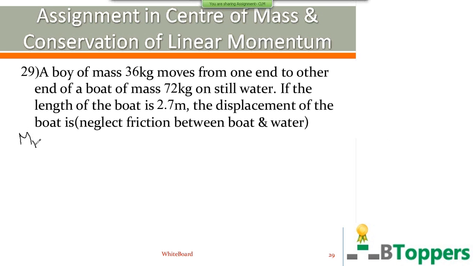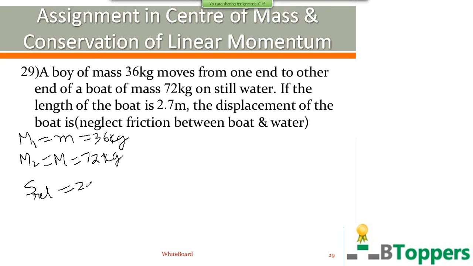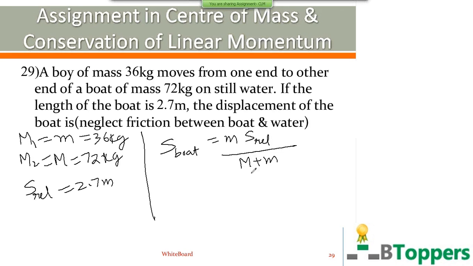The mass M1 of the boy or man we denote by small m, that is 36 kg. The mass M2 of the boat is denoted by capital M, which is equal to 72 kg. The relative displacement of the boy with respect to the boat is denoted by S subscript REL, that is 2.7 meter. As I discussed in one of the special cases, the magnitude of the actual displacement of the boat is equal to small m into S REL by capital M plus small m.